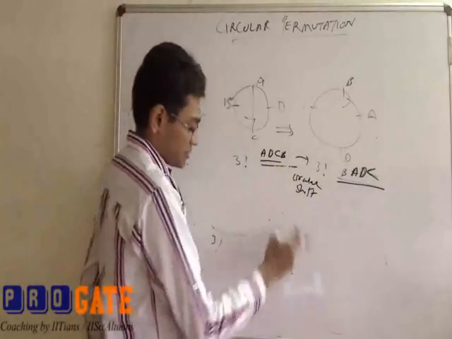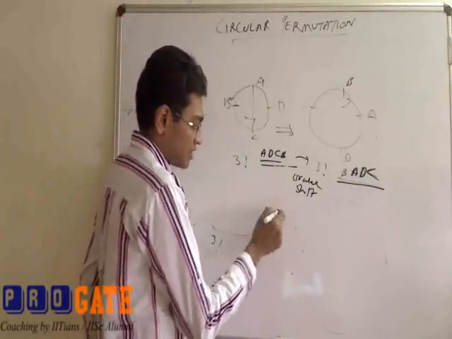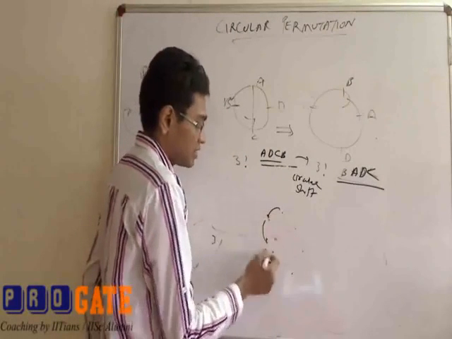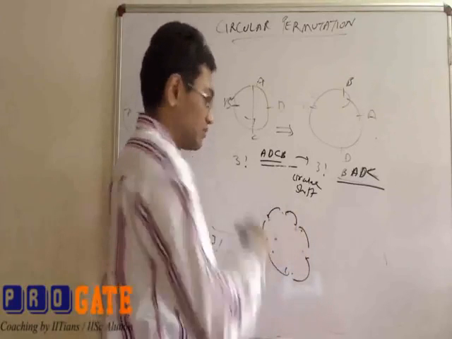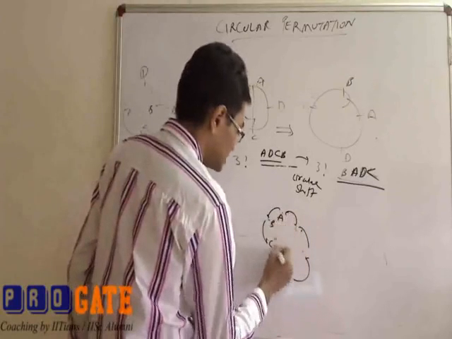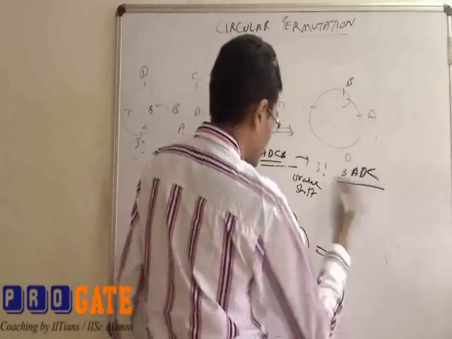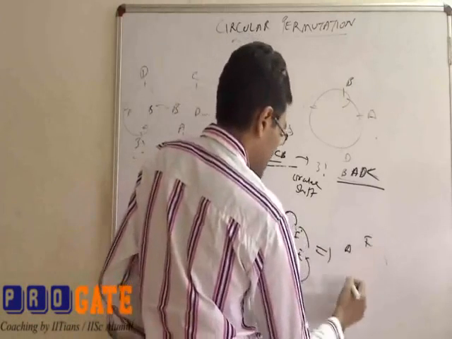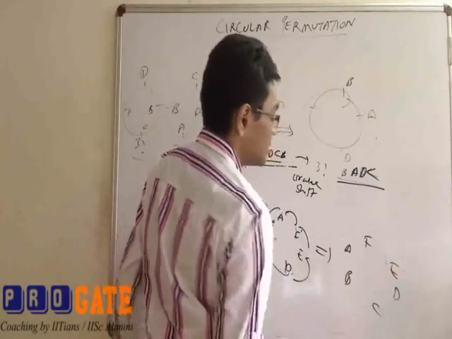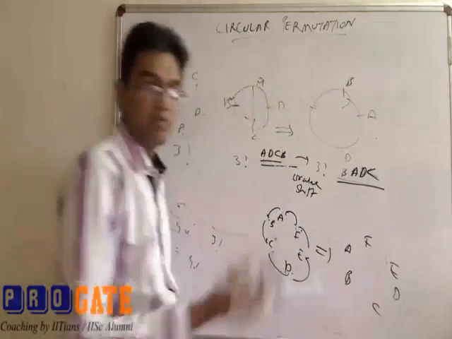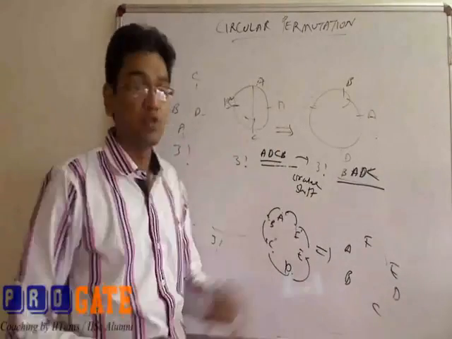If I remove this person and bring him here, remove this one and bring him here, and this here, and I remove this and bring him here, that is, shift everyone. Originally it was A, B, C, D, E, F. I am converting it into F, A, B, C, D, E. Now observe that these two arrangements are identical with respect to who the neighbors of each of the elements are.